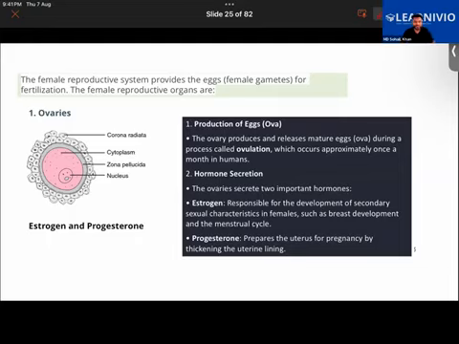So the female reproductive system is providing the egg, that is basically the female gamete, for fertilization. Fertilization occurs between the sperm and the ovum, right? The sperm, as we have learned, is provided by the testis or the testicles, and ovum, or basically the egg, is provided by the female reproductive system, particularly by the ovaries.